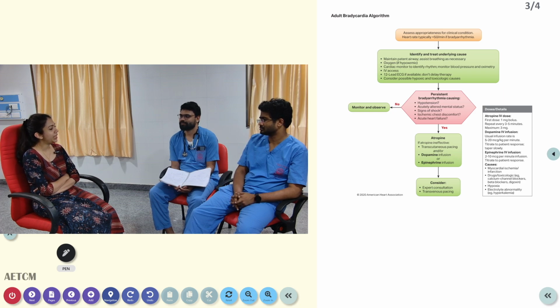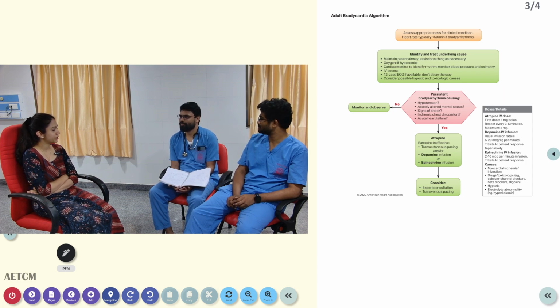Suppose this is a pediatric child, what will be the dose of atropine? The pediatric ACLS algorithm for bradycardia and the adult one differ only in the dose. In the pediatric bradycardia algorithm, the dose is 0.02 mg per kg. And one more difference is there. In pediatrics, if heart rate is less than 60, it is considered as cardiac arrest. Okay. So even if it is not responding to atropine, what will you do?